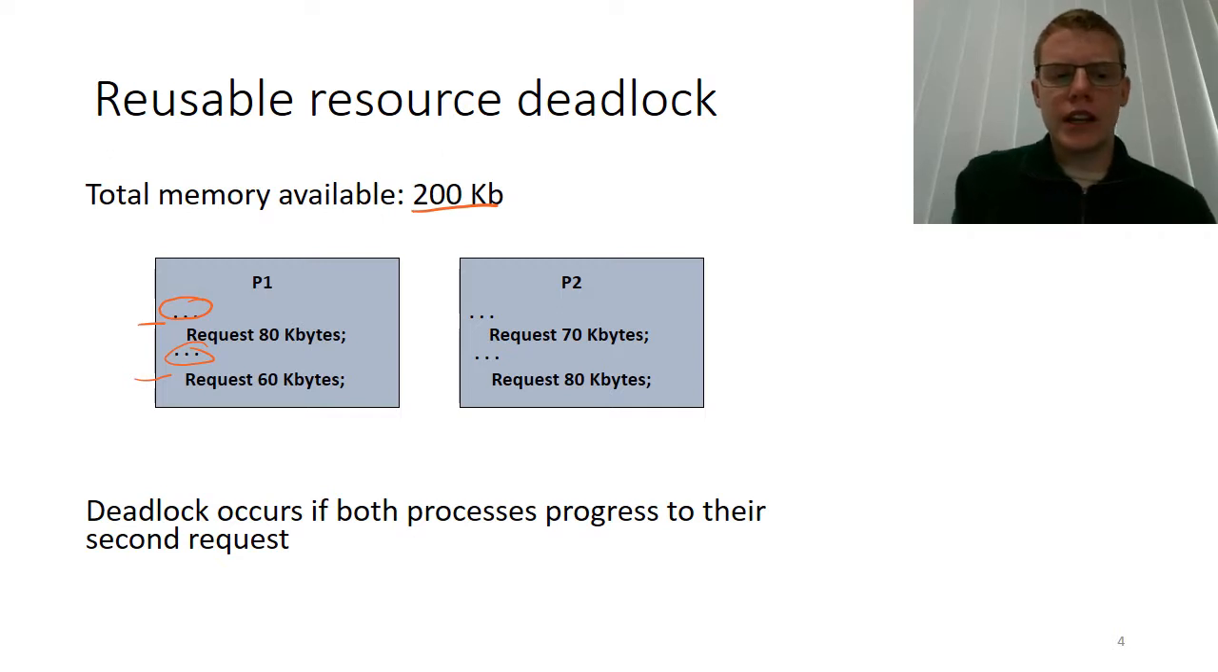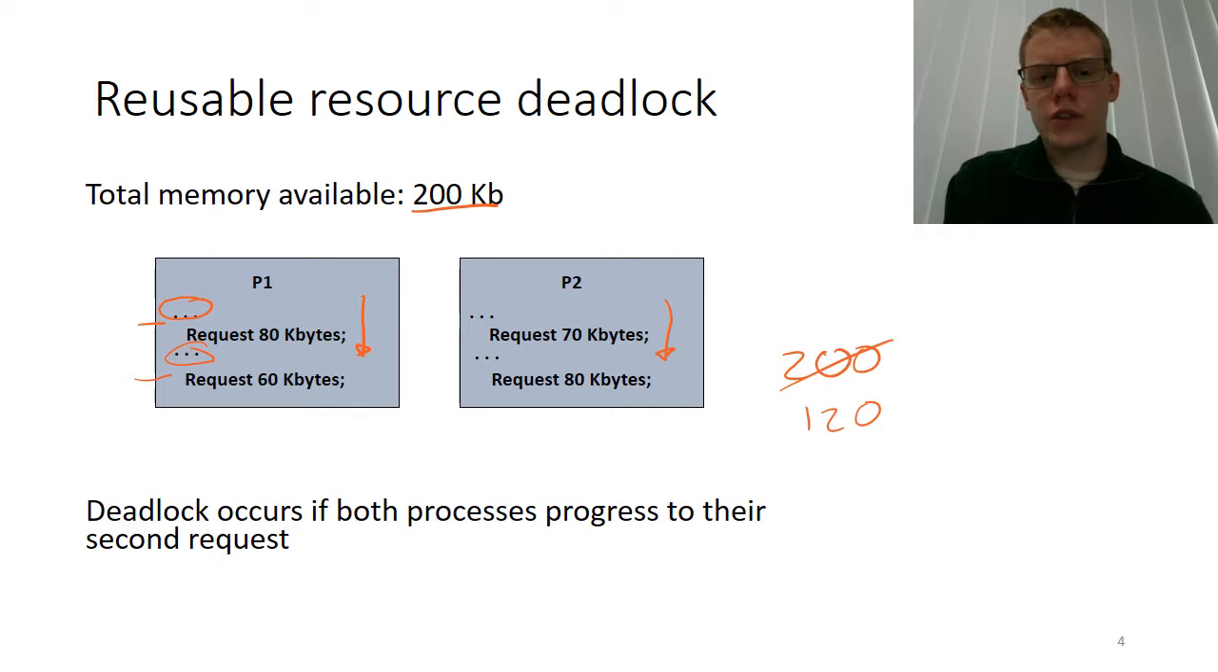What we see is that if both processes proceed past their first memory request and then arrive at their second memory request, we will have deadlock. Process P1 will request 80 kilobytes of memory, leaving a total of 120 kilobytes left in the shared pool. Process 2 requests 70 kilobytes of memory, leaving only 50 kilobytes left in the shared pool. At this point, neither process can have its request for memory satisfied by the operating system, and because neither process releases the memory that they already have, we end up in a deadlock scenario where neither process can continue.